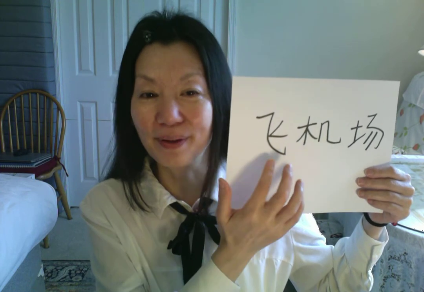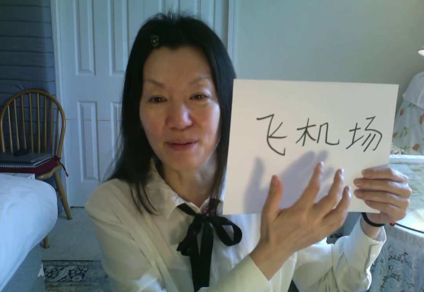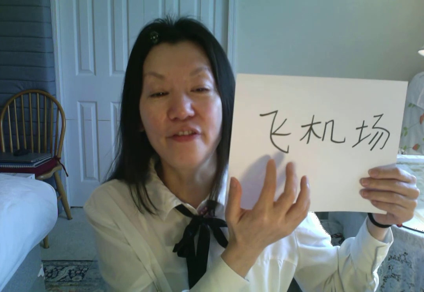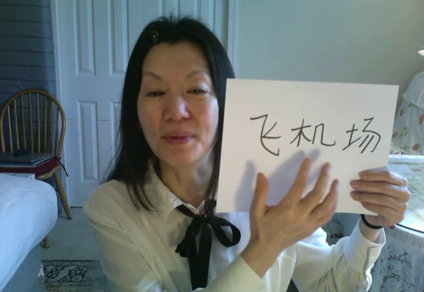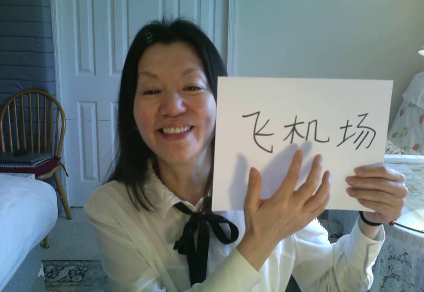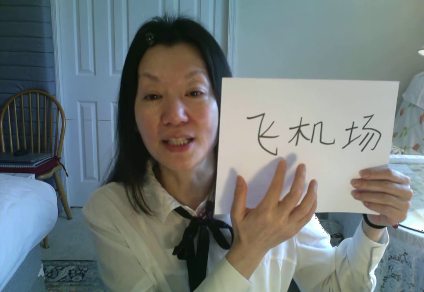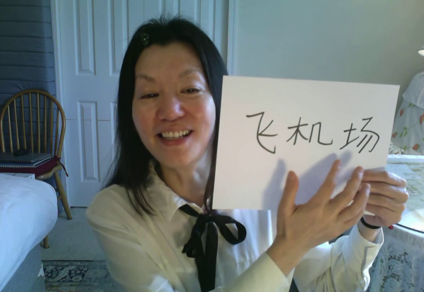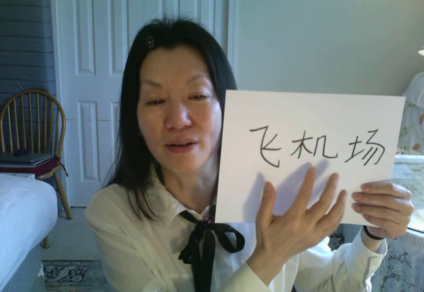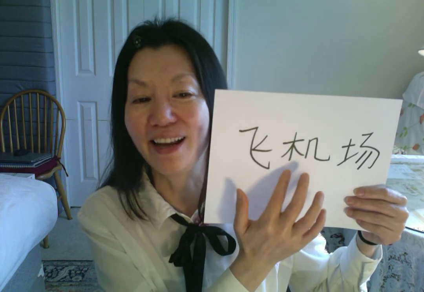Fēijī, airplane. 飞机场, airport. Or sometimes they just say 机场, which still means airport. We just drop the fei because Chinese people understand that.